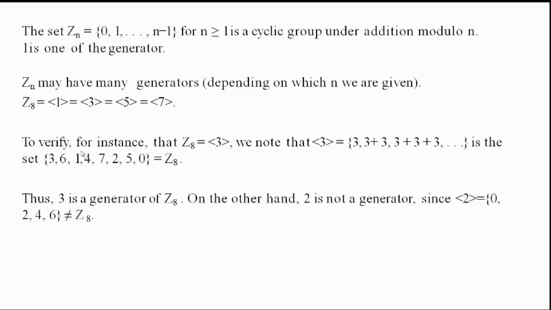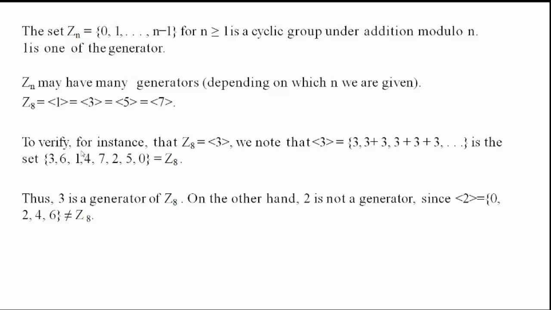It is there, right? Like that, if you go for 5 plus 5 plus 5, and keep on incrementing this, then the resultant values with modulo 8 will become whatever the Z8 set is. All the elements will be covered in that particular Z8 set. Hence 3 is the generator of Z8. On the other hand, 2 is not a generator, since the set generated by 2 is 0, 2, 4, 6, which is not equal to Z8.